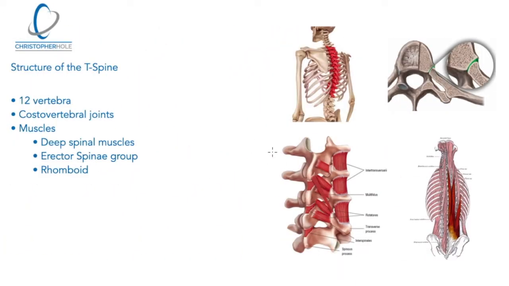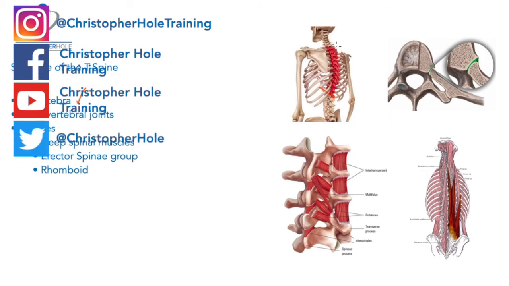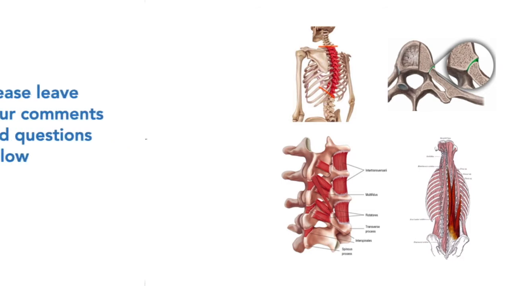We're going to keep the structures of the thoracic spine, or the T-spine, as you can see there, relatively simple. So as I've mentioned, we've got the 12 vertebrae of the thoracic spine, which is here up to here, so essentially from the bottom of the ribs to the top of the ribs. Then we've got the costovertebral joints.